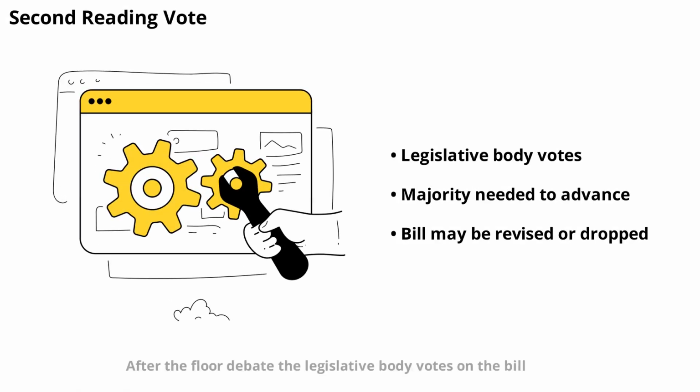After the floor debate, the legislative body votes on the bill. This vote determines whether the bill will move forward. If the majority supports it, the bill advances to the next stage. If not, it may be sent back for revisions or dropped entirely. This vote is a pivotal moment, as it reflects the collective judgment of the lawmakers.